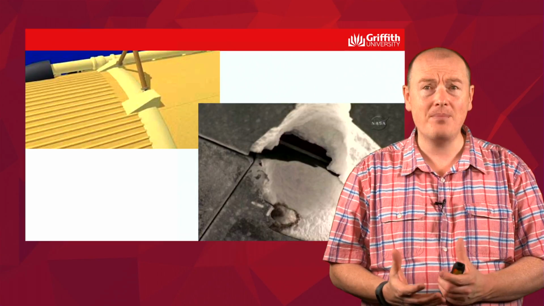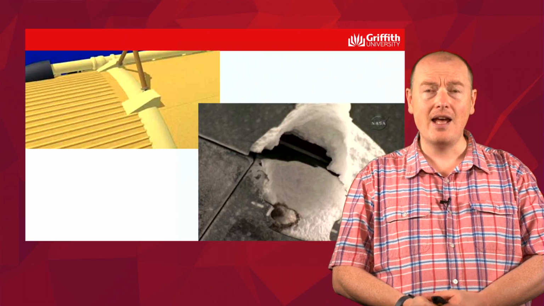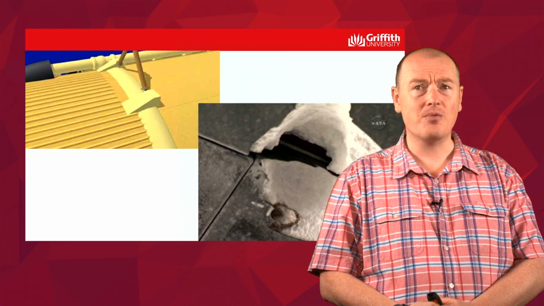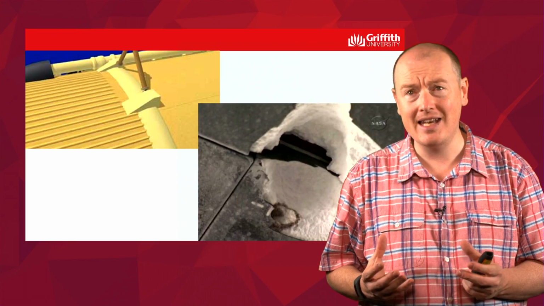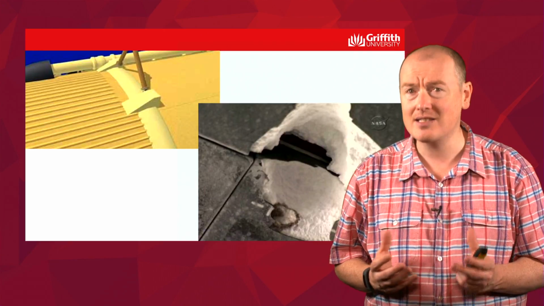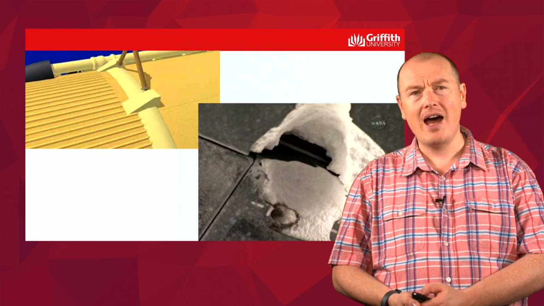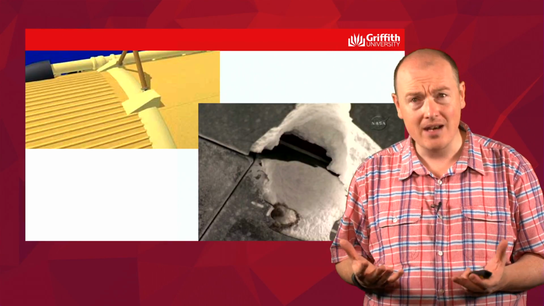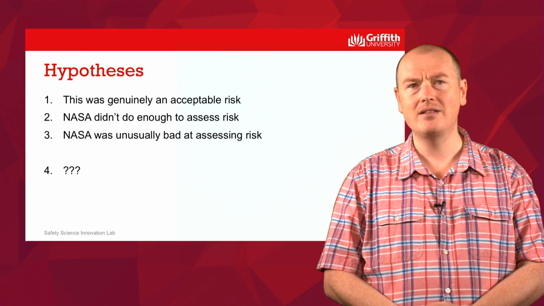Now, this foam had been known to fall off. It had fallen off multiple times on previous flights, and the wings were known to take damage. They were known to take damage to the point where they had dedicated software tools for modelling and assessing the likely size and extent of any sort of impact damage. So how do we explain the fact that we have a known hazard, we have a complicated process for risk assessment, and yet we have an accident?